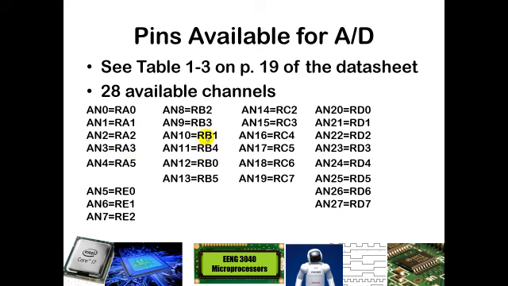And then we see with port B, these are kind of jumbled around a little bit. So RB0 is AN12, then 1 is AN10, 2 and 3, 8 and 9. And so we see that it jumps around a little bit. But we have analog pins on all of our ports from A through E. And so you can see that there is no shortage of pins available for analog configuration.